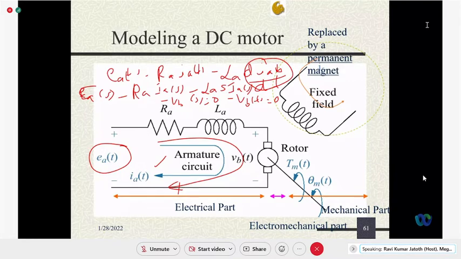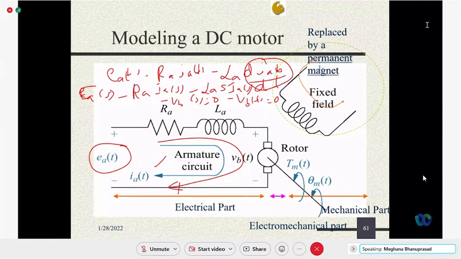Meghana, now what is the input and what is the output here? The voltage EA(t). So voltage is the input, and what is the output? Armature current. What is the transfer function? How do you define transfer function? Output by input. Very good. So here the output is IA.